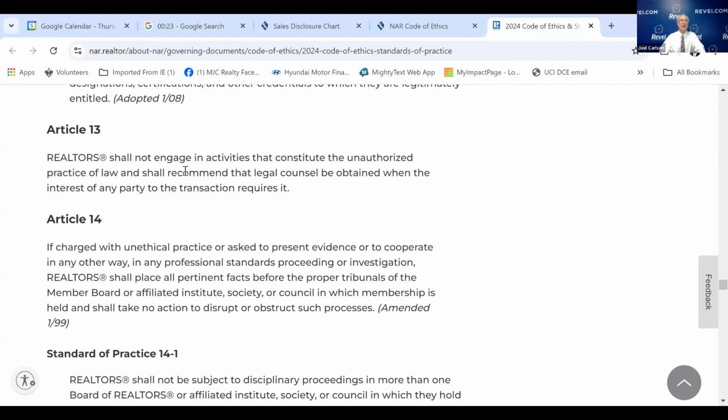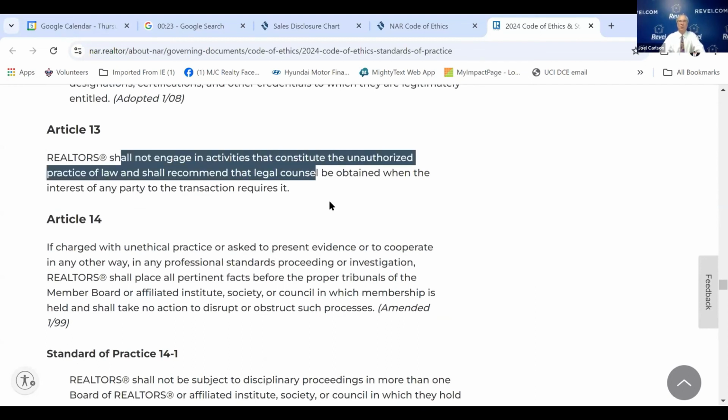And Article 13 talks about how you shall not engage in any activity that constitutes the practice of law. Whoa, wait a minute, what's this? Well, in the state of California, in order to practice law, you must have passed the bar. You have to pass the bar in the state of California in order to practice law here. You don't have to take any law classes. You don't have to have a JD degree. You just have to pass the bar. If you've done that, then you can practice law.